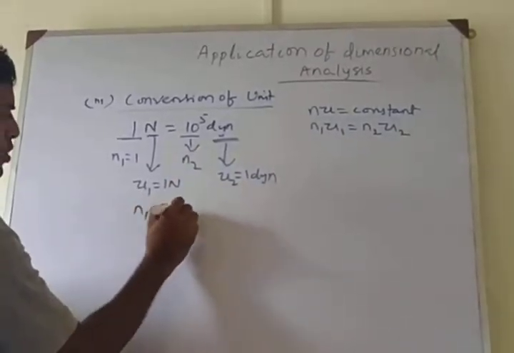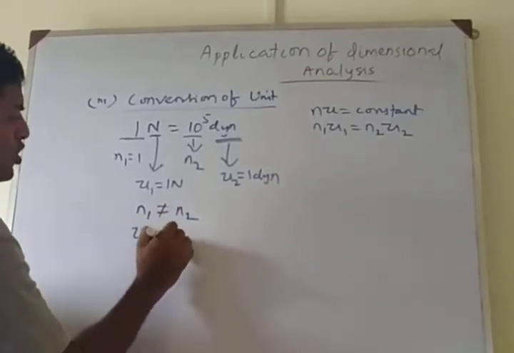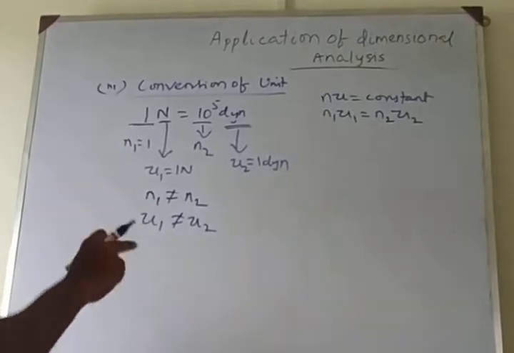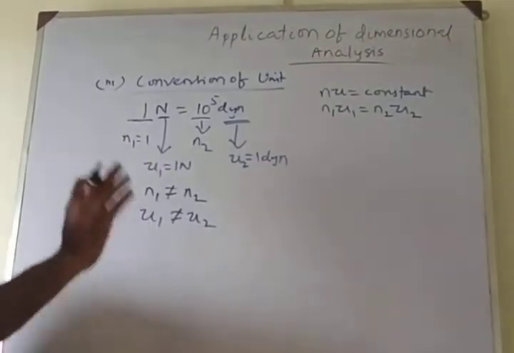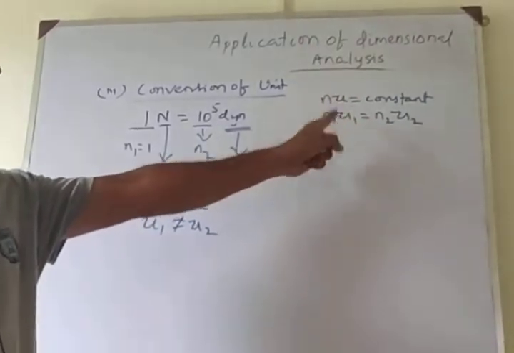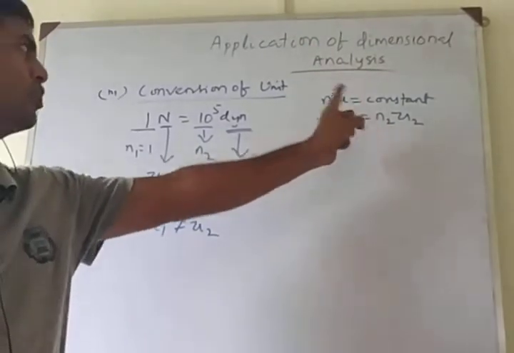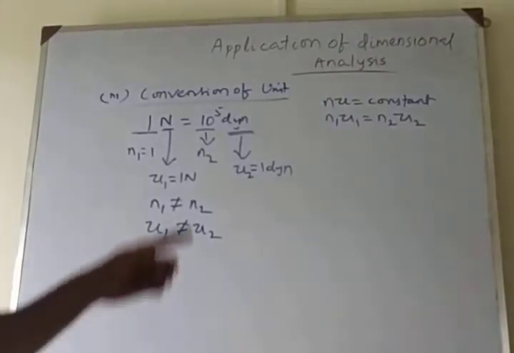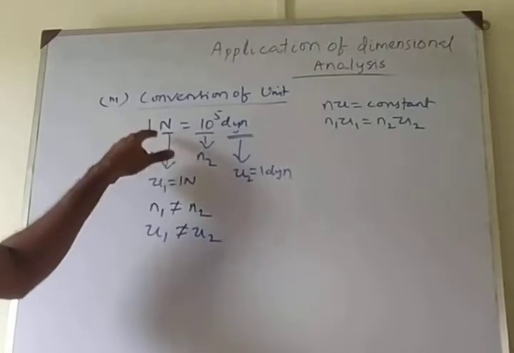N1 is not equal to N2 and also U1 is not equal to U2 because they are two different systems of units. But N1 U1 equal to N2 U2, that is a constant. So N1 U1 equal to N2 U2 equal to N3 U3. But if I erase all this 1 2, then I can write nU equal to constant. This is principle of homogeneity and I am going to use that thing in deriving these things.